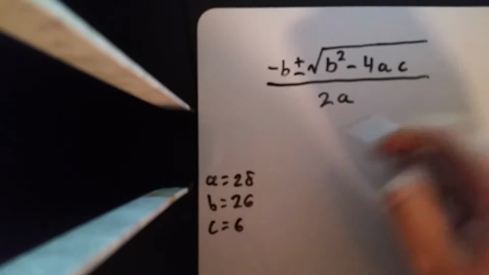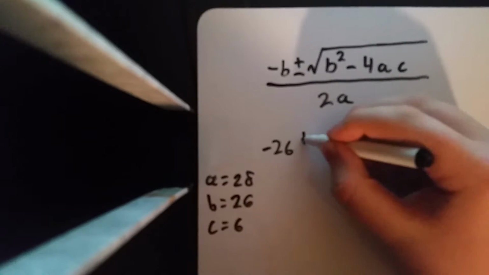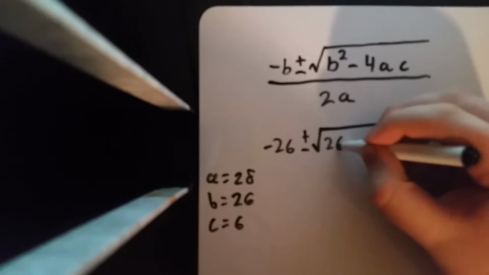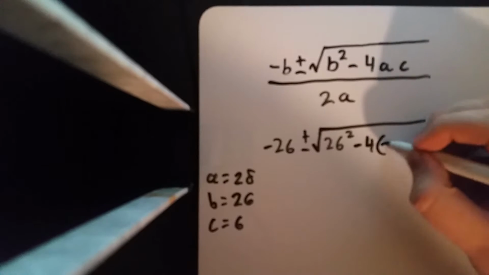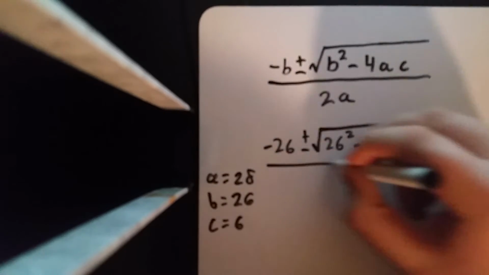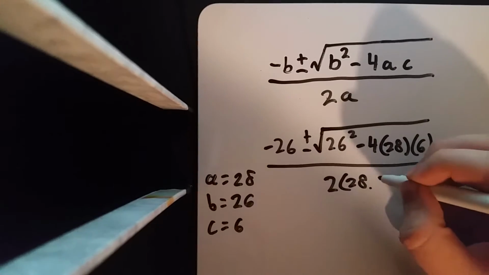Now we don't need this. So we're going to focus purely on this, and we're going to take all of our variables here and plug them in over here. So negative 26 plus or minus the square root of 26 squared minus 4 times 28 times 6 all over 2 times 28.